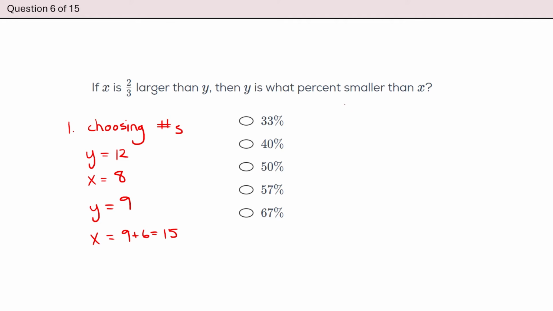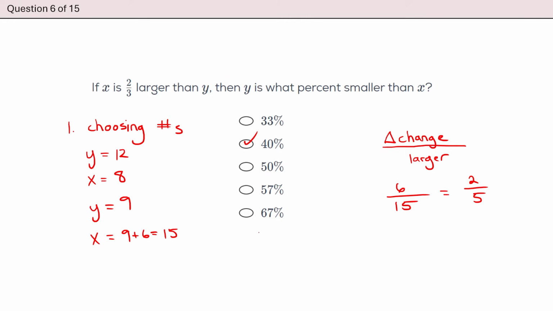So Y is what % smaller than X? Remember the % decrease formula. You find the change or the difference between the two numbers, right? And you put that over the larger number. So this is how we find % change, or % decrease. So what's the difference between X and Y? What's 15 minus 9? That's 6. And then we put that over the larger number, which is going to be 15. And what does that equal? Well, if we divide the top and the bottom by 3, we get 2/5. If we convert that into a percentage, we get 40%. So that's choosing numbers.